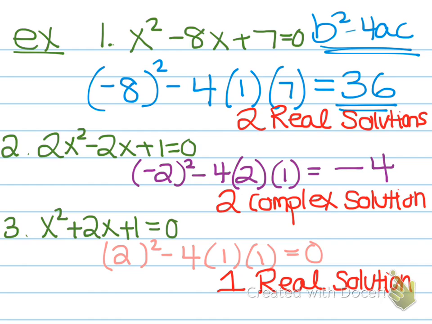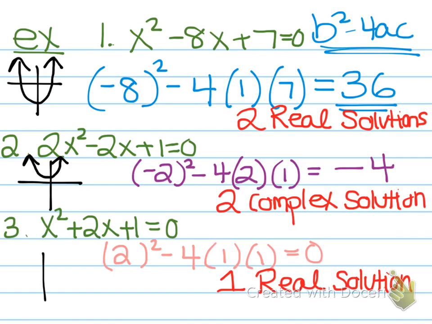And again, if we were to graph these, this first one would cut through twice. This second one wouldn't cut through at all. It would look like this, the x-axis I mean. And this third one would touch it, but then go straight back up. So right now we're just determining how many and what kind. Eventually we're going to solve. You already know how to solve if you had two real or one real solutions, but we're going to get into solving when we have complex solutions.